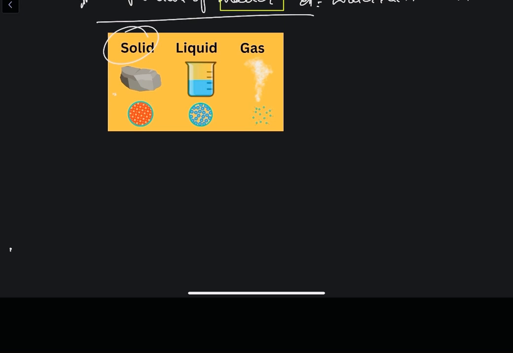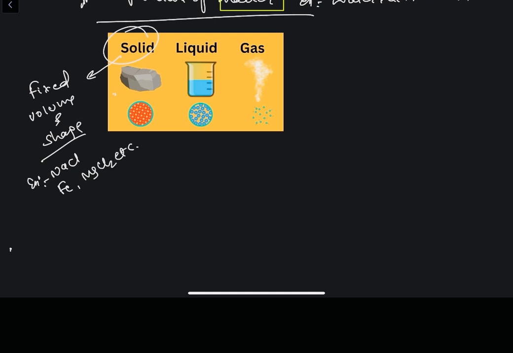Therefore, they retain a fixed volume and fixed shape. They have fixed value and fixed shape. Example, we can go for NaCl, iron, MgCl2, etc.